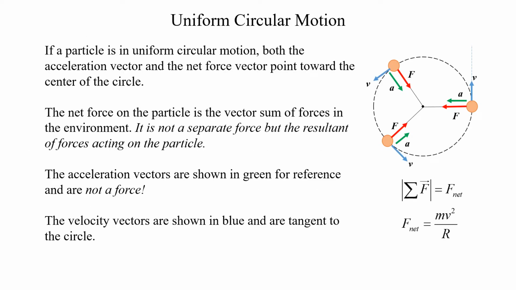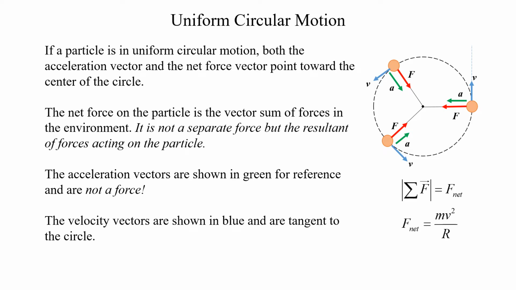All right, let's talk about drawing force diagrams for uniform circular motion. So if the particle is in uniform circular motion, both the acceleration vector and the net force vector point toward the center of the circle. Once a particle is set in motion, it wants to move at a constant speed in a straight line. That's from Newton's first law of motion. So if we're moving in a circle, there must be a force toward the center of the circle to push the object into the circle.